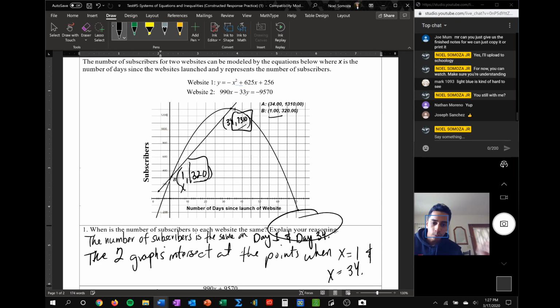Okay, on those 2 days they have the same amount of subscribers. But you've got to let me know something here that mentions the point of intersection. The two graphs intersect at the points when x equals 1 and x equals 34. You've already mentioned that x equals 1 means day 1 and x equals 34 means day 34. So that's a good enough explanation. Really it's just reading the graph. It's an easy problem. You don't have to do any real math there.